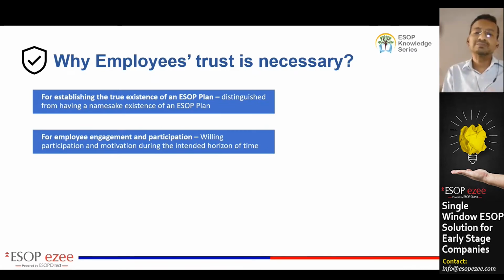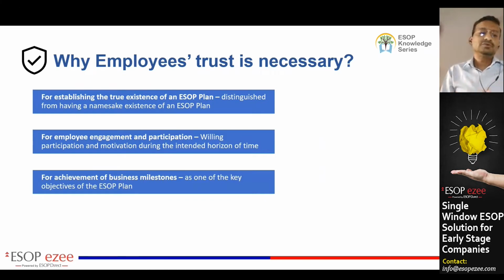So if employees have that trust, we can see that employees' participation is driven by self-will, and they're totally self-motivated to do anything and to achieve the business targets. And this employee engagement and participation are the desirable outcomes, generally seen during the intended horizon of time. If the horizon of the ESOP is about say 4 to 5 years, at least for that period, you can see that if employees have trust, then there shall be willing participation and motivation.